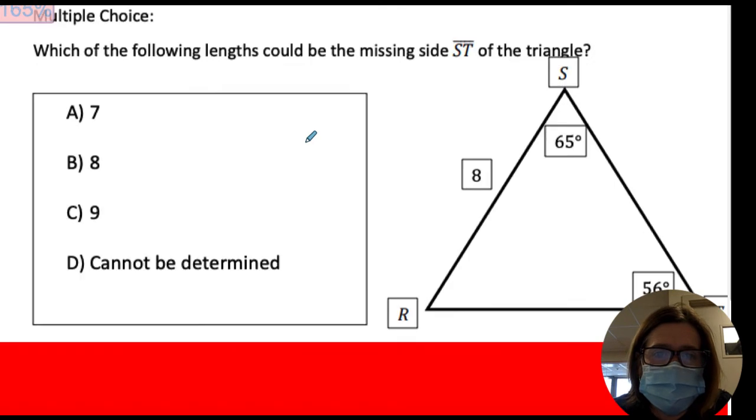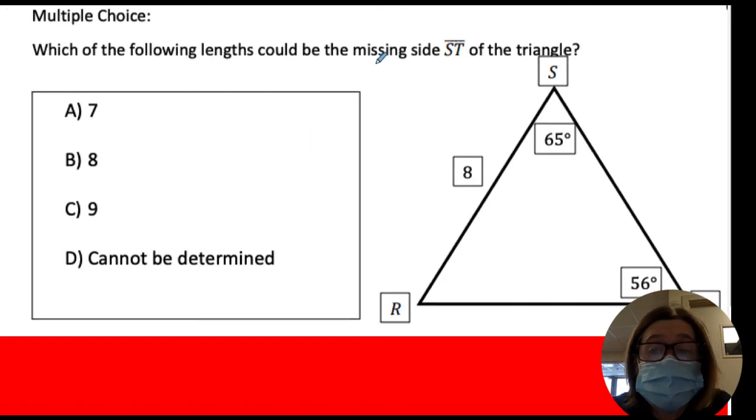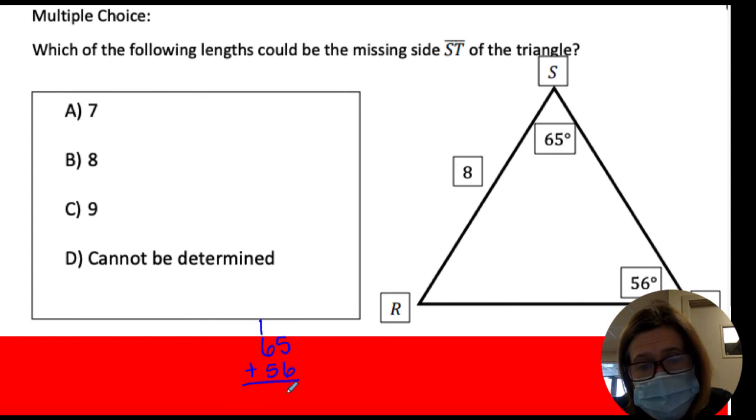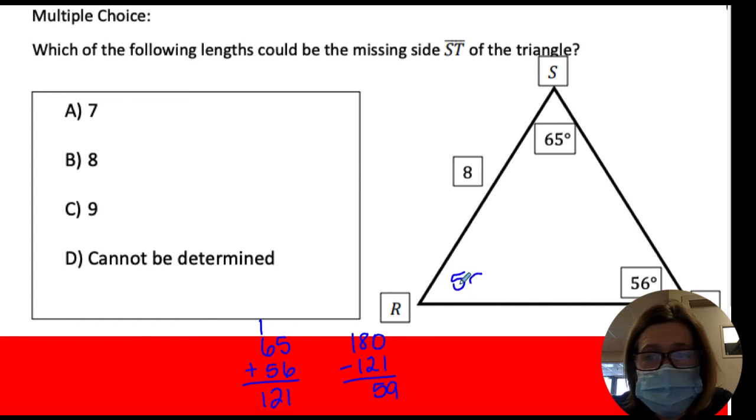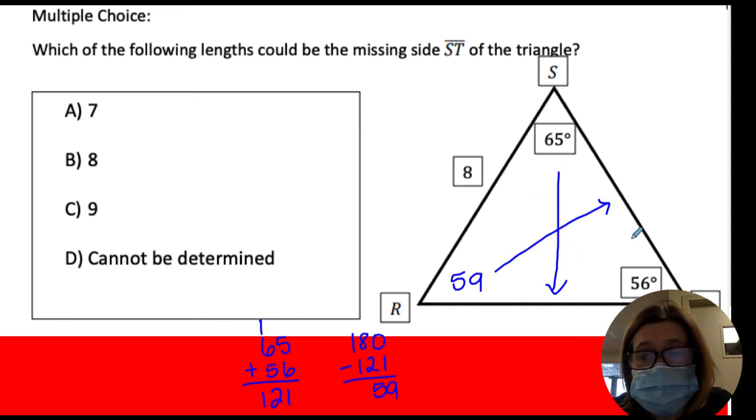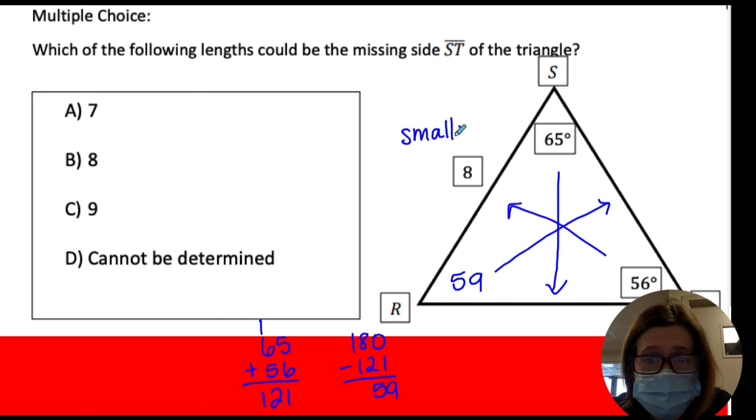All right, 2 more. Which of the following lengths could be the missing side of the triangle? Well, first of all, I want to find the third angle. So I'm going to do 65 plus 56, and that gives me 121. 180 minus 121 is going to give me, what is that, 59? Yeah, 59. So I know that the longest side has to be across from 65, and this is going to be the next one in order. So the side across from 56 has to be the smallest.